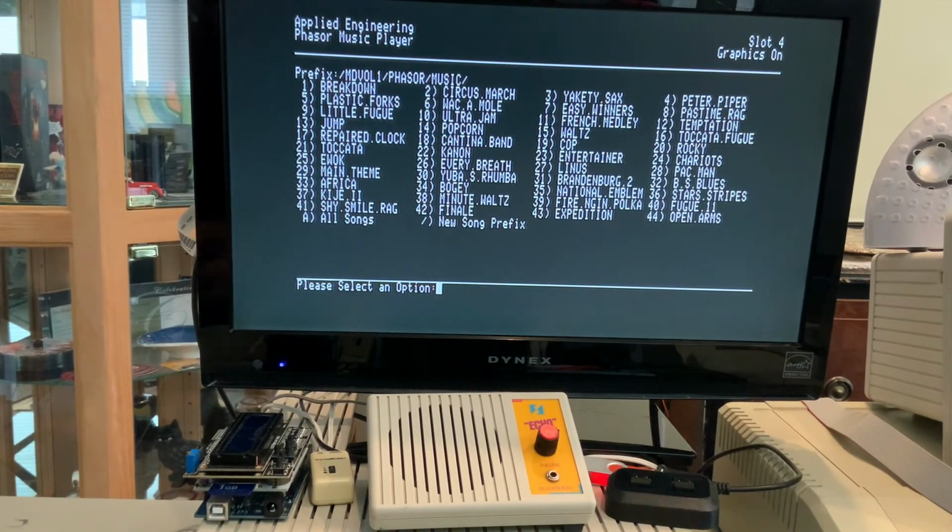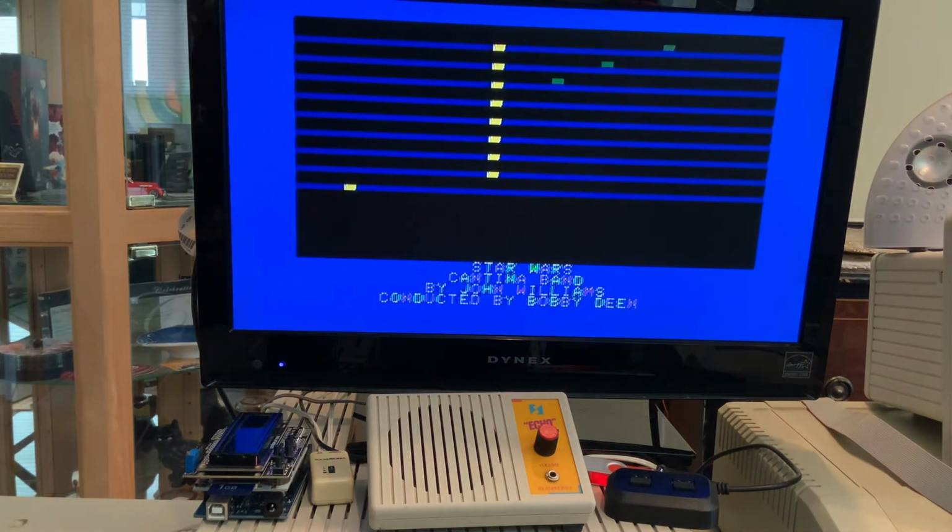The Phasor is also a 12-voice music player, so you can hear some classics like this.